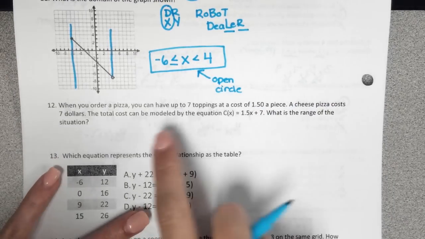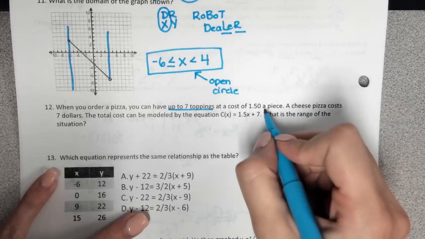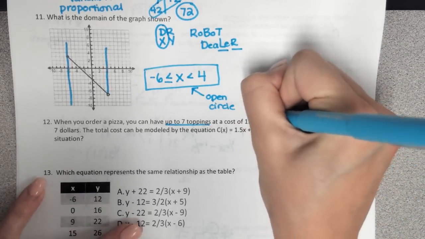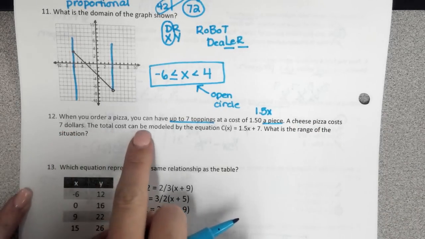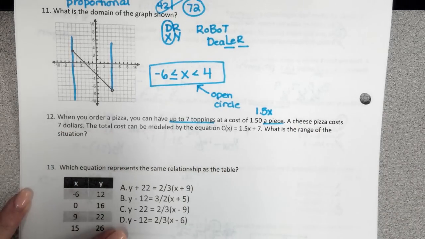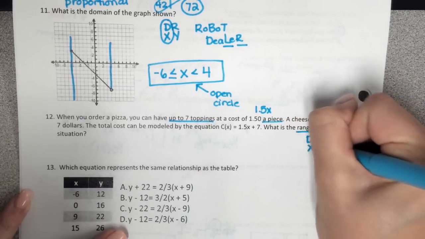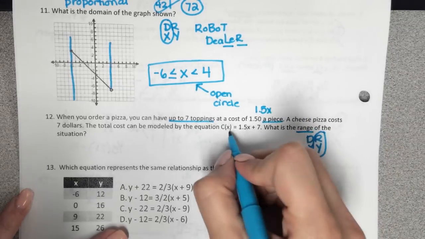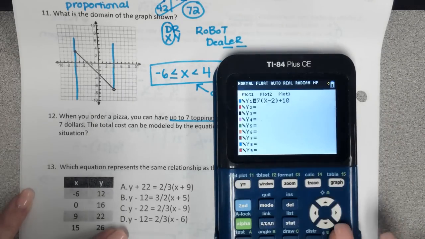When you order a pizza, you can have up to 7 toppings at a cost of $1.50 a piece. Guys, a piece means each. They're telling us that that 1.50 is your slope. A cheese pizza costs $7. The total cost can be modeled by this situation. What is the range? Range, that's another vocab word. What's the doctor's name? XY. Range means Y. If they give you an equation, you should be plugging it in the calculator.